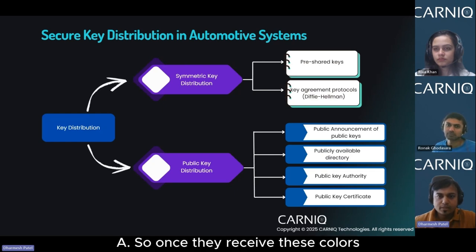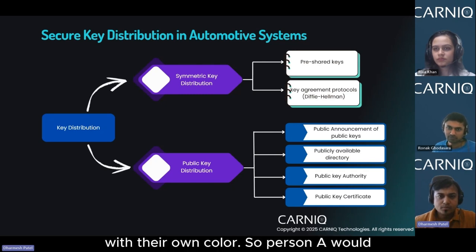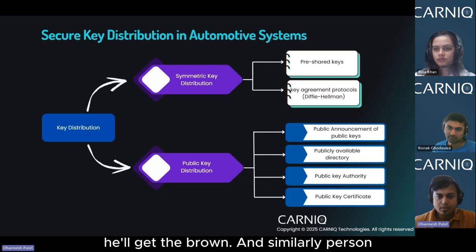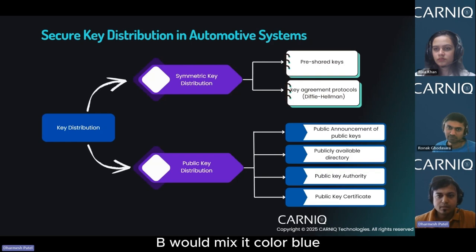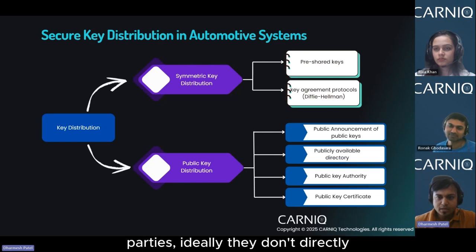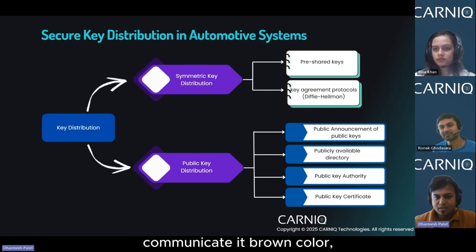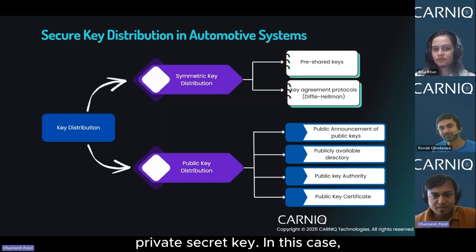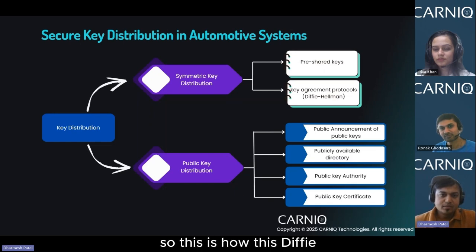So once they receive these colors from each other, again they will mix it with their own color. So person A would mix red with green, then he will get the brown. And similarly, person B would mix his color blue with color orange, then he will get brown. So here you can see that both the parties, ideally, didn't directly communicate the brown color, but they got the private secret key in this case. So this is how this Diffie-Hellman method works.